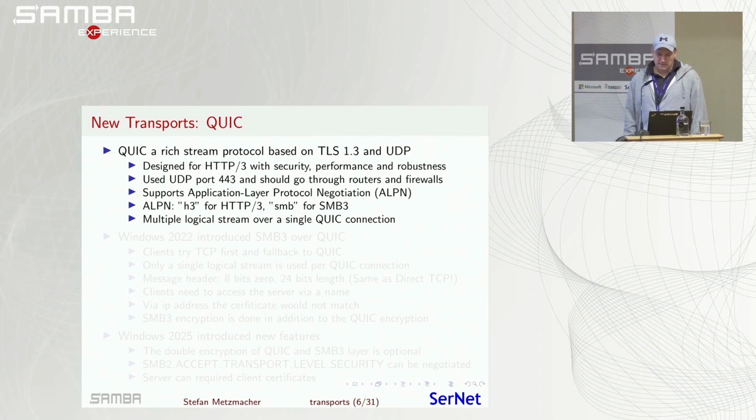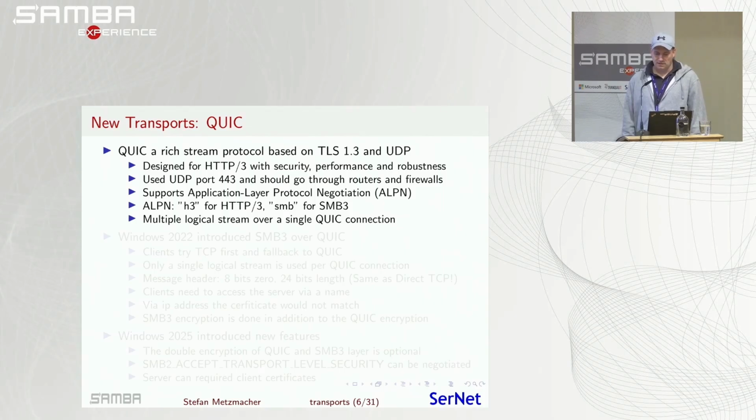Then more recently, the QUIC transport was added. QUIC is a TLS 1.3 based protocol on top of UDP. It's basically designed for HTTP 3 with security, performance, and robustness in mind. It uses UDP port 443, so that should go through firewalls and routers and so on.